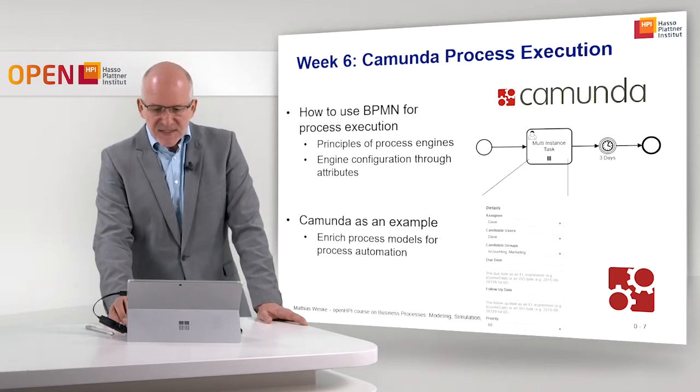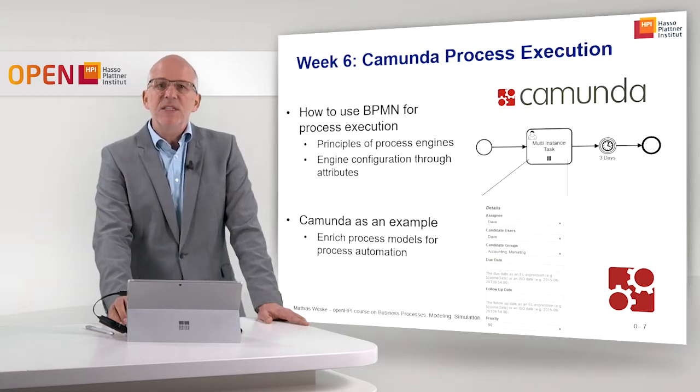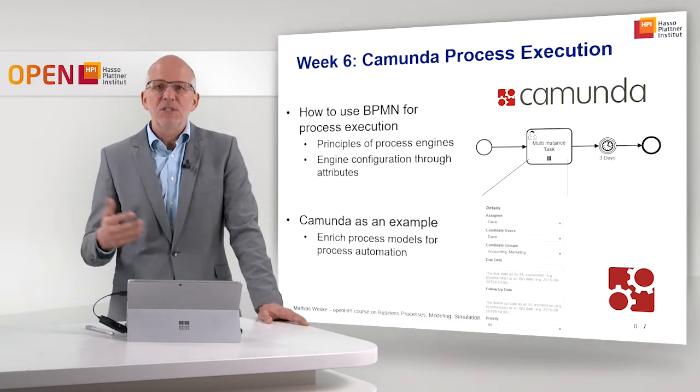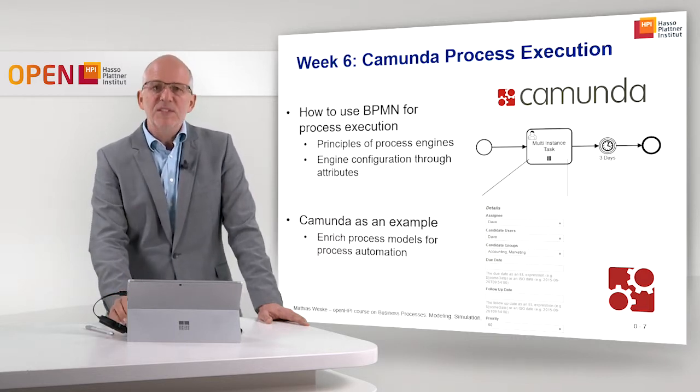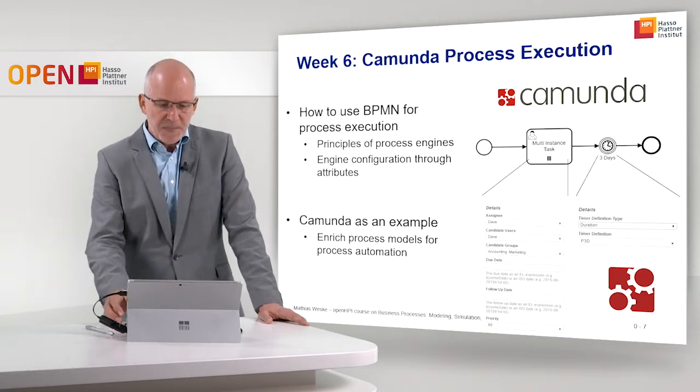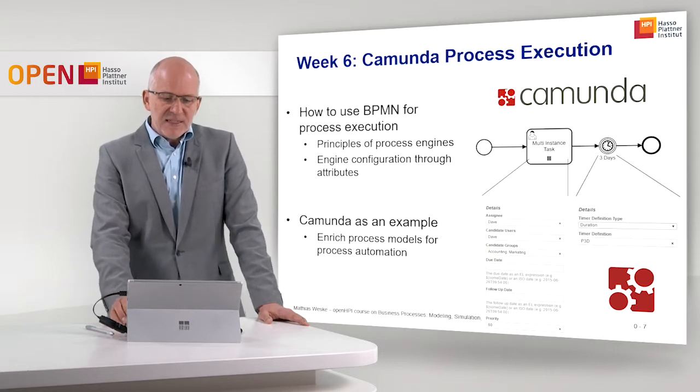We will learn how we can configure an engine through attributes. And here you see an example of attributes that are associated to this activity to make it executable. So you need to enrich BPMN process models with execution information so that an execution engine is able of executing that. So we see Camunda as an example.